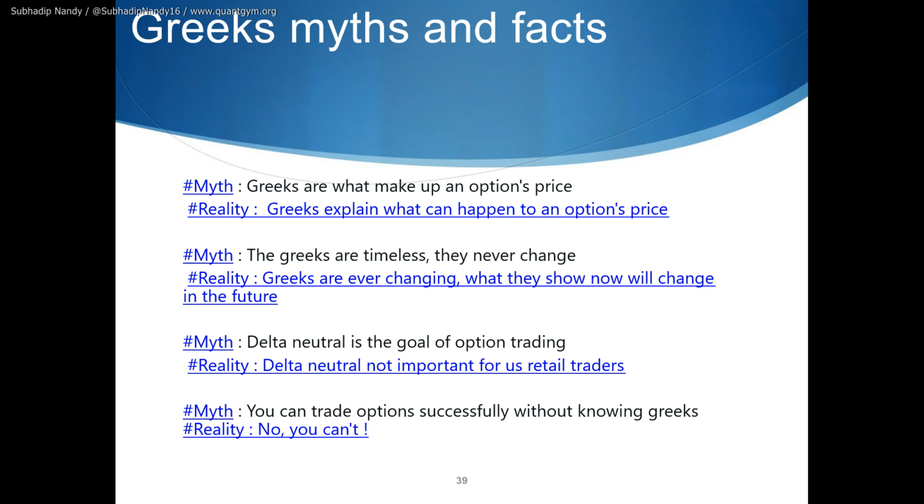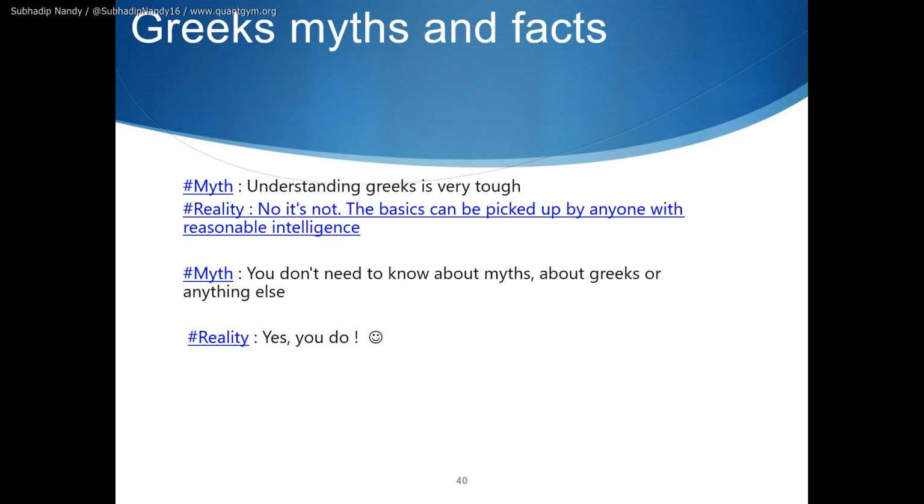Myth, you can trade options successfully without knowing Greeks. This is my opinion. Reality, no, you can't. You need a basic understanding of actual Greeks to trade options properly.